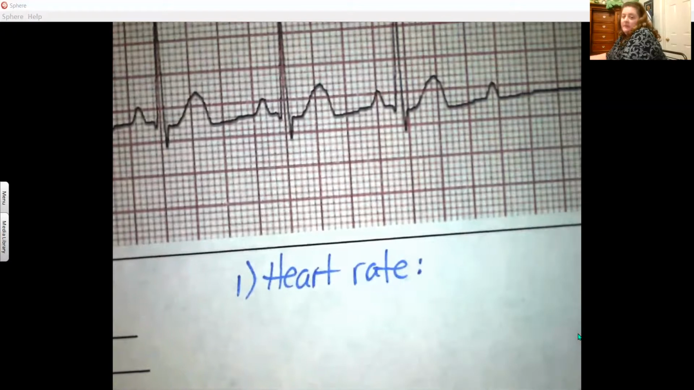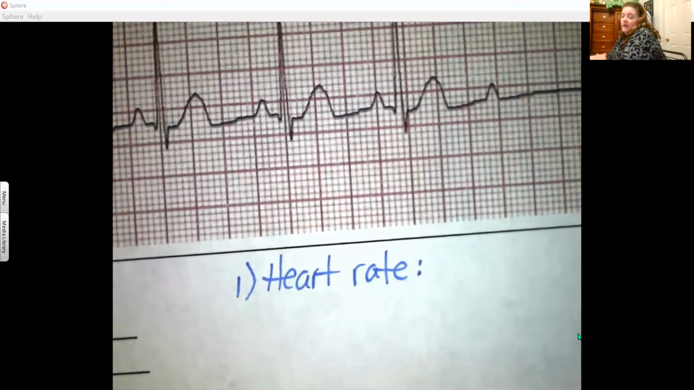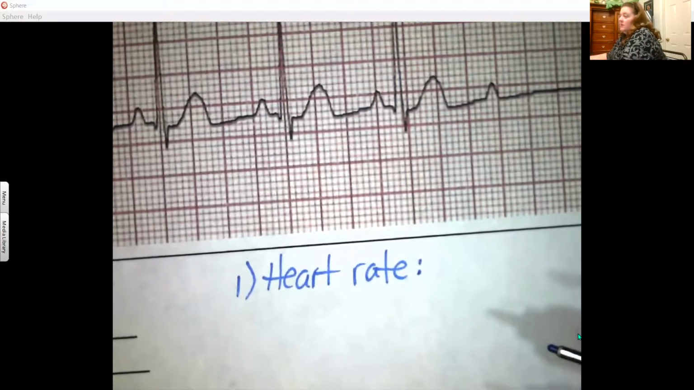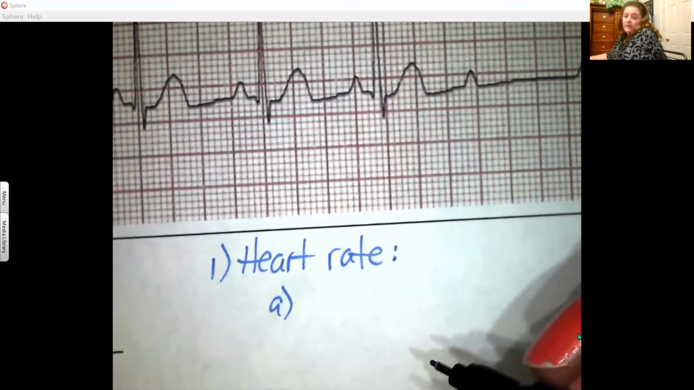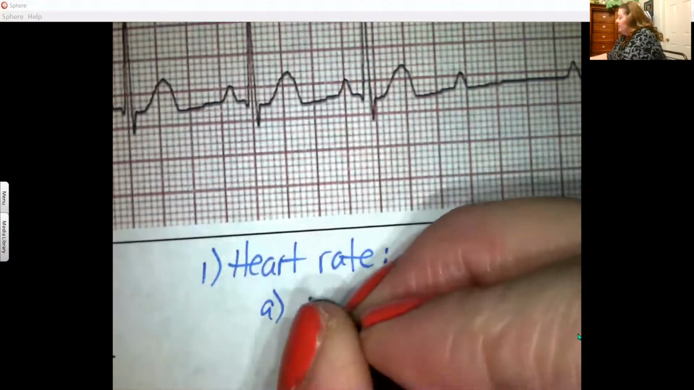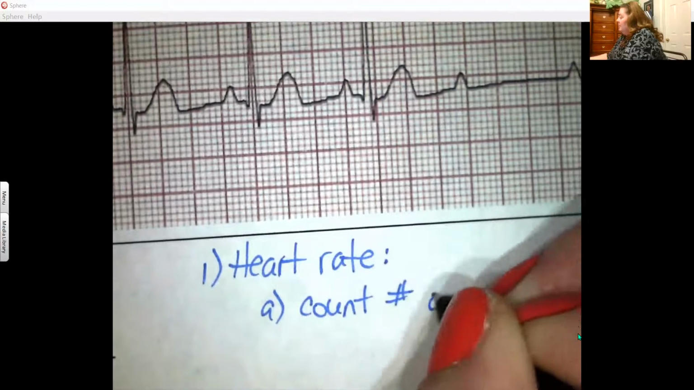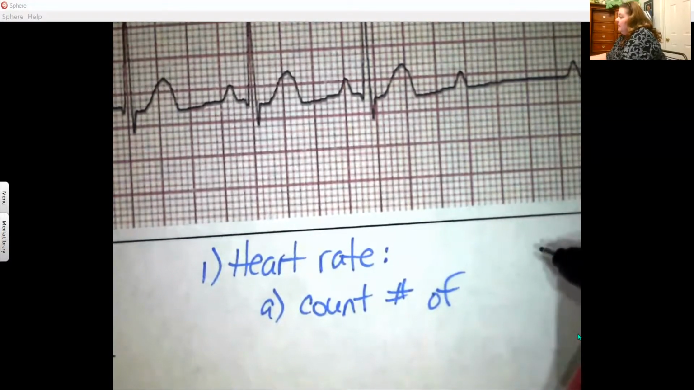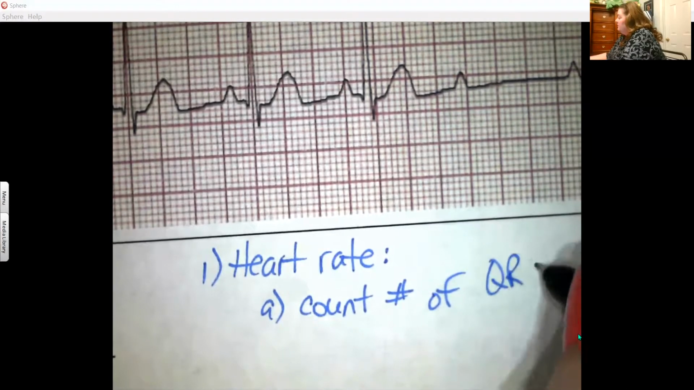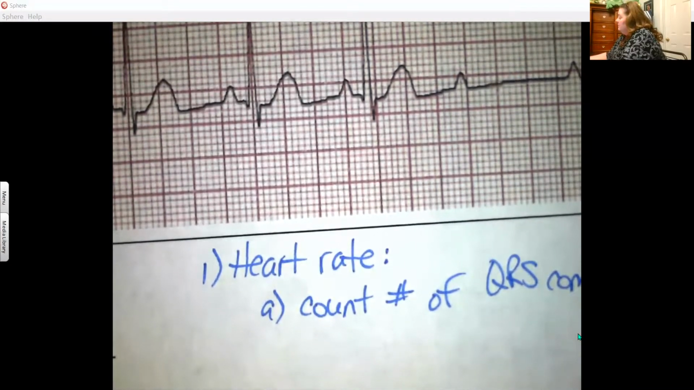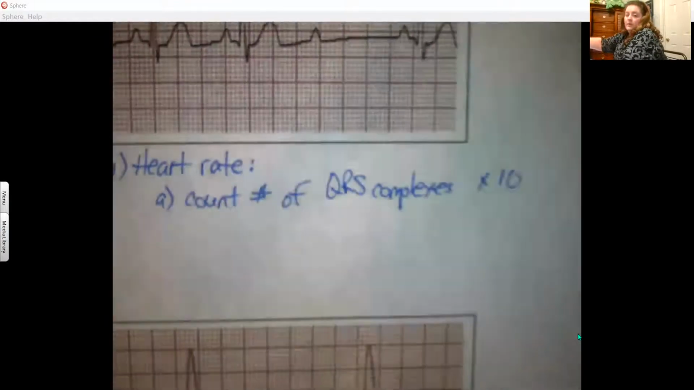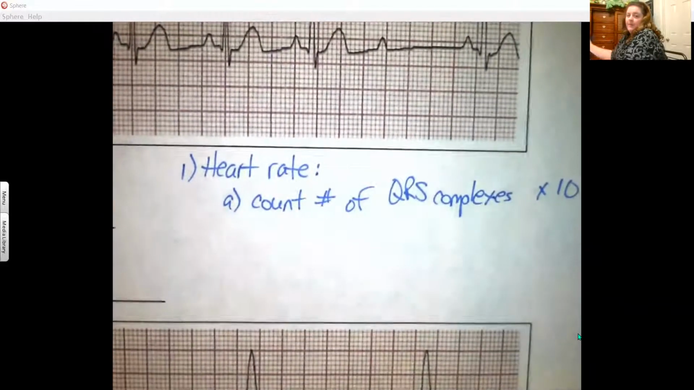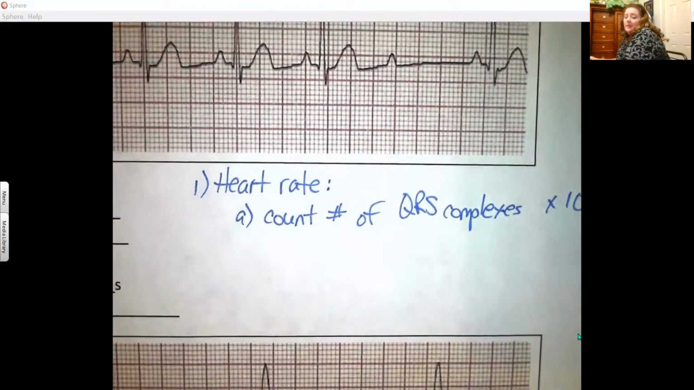And you should always have a 6-second strip, or you can extrapolate that data. If you have a 3-second strip, then you double it and you know you have 6 seconds. If it's regular, it should look the same. So for our benefit, we're sticking with the 6-second strip, and we're going to use heart rate as strictly counting the number of QRS complexes, and then multiply that by 10. So QRS complexes times 10.